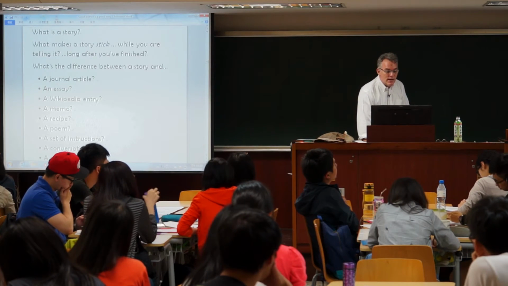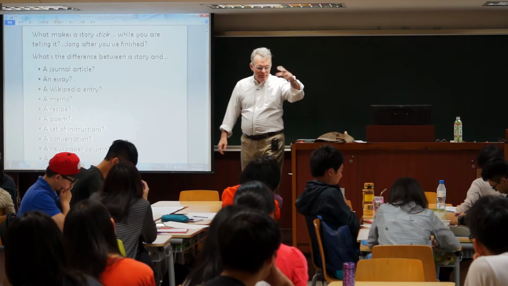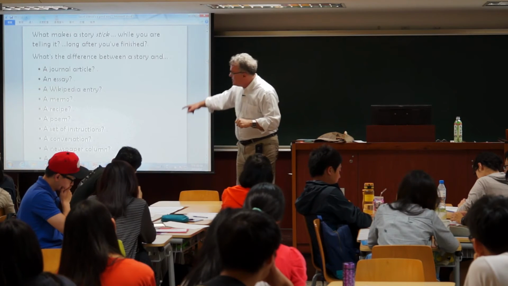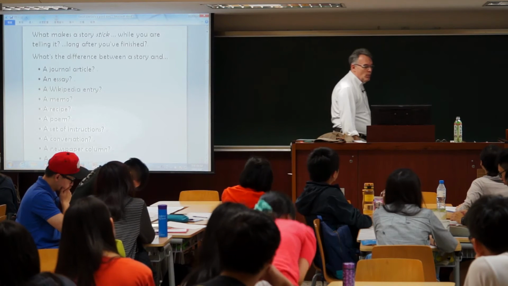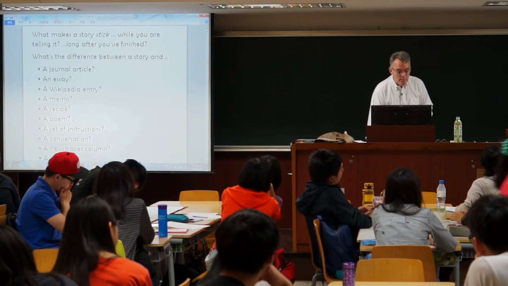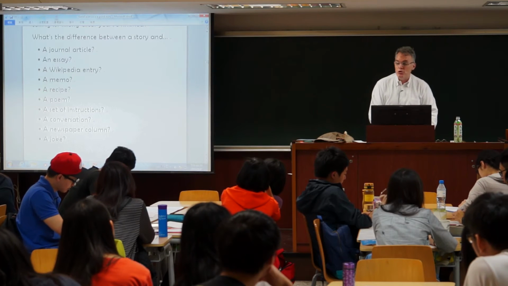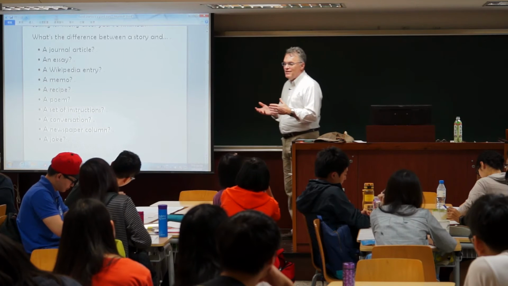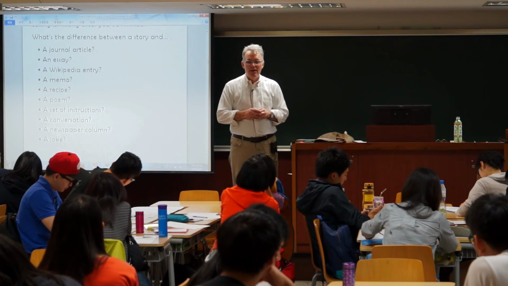If you want to consider how a story sticks, meaning how a story is memorable, let's compare story with all of these things: a journal article, an essay, a Wikipedia entry, a memo, a recipe, a poem, a set of instructions, a conversation, a newspaper column, or a joke. What does story have that's different from these kinds of information, these kinds of communication?